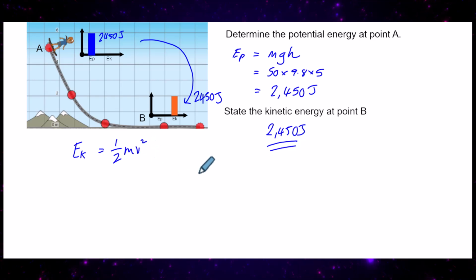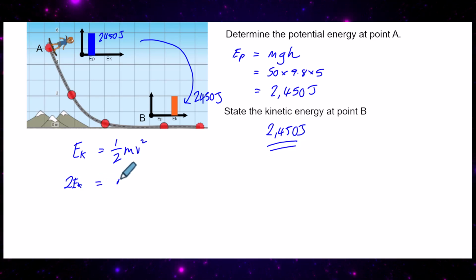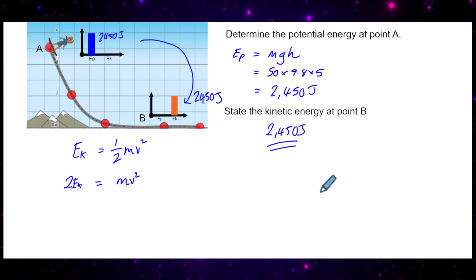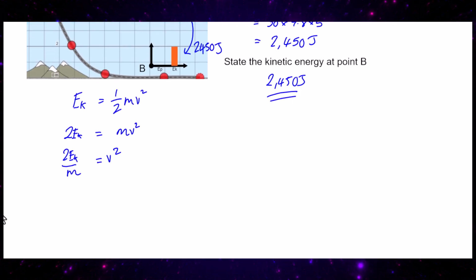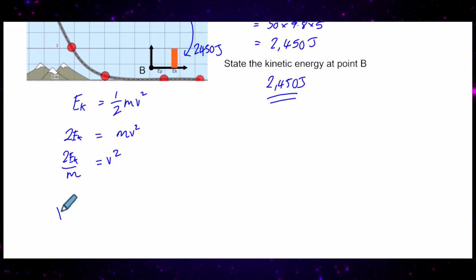on its own, we first of all have to get rid of that half there. We multiply both sides by 2 to give us 2EK equals mv squared. To get v squared on its own, we must divide both sides by m, and we have 2EK, 2 times the kinetic energy divided by the mass, is going to equal v squared. And to get v on its own, finally, we have to take the square root of both sides. So the square root of this expression here, 2 times the kinetic energy divided by the mass, will give you the value of the speed.